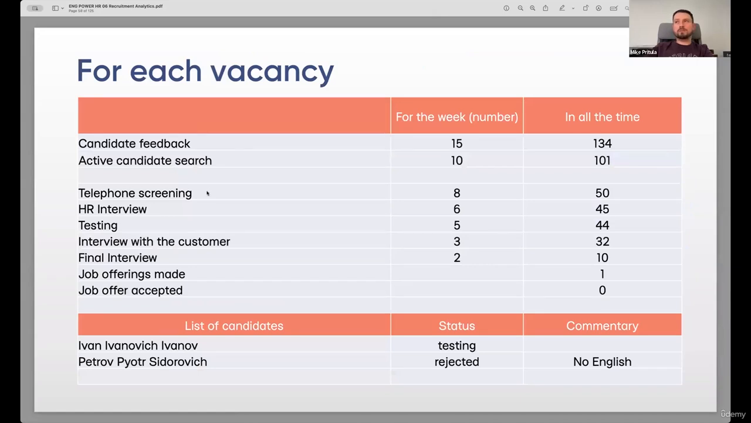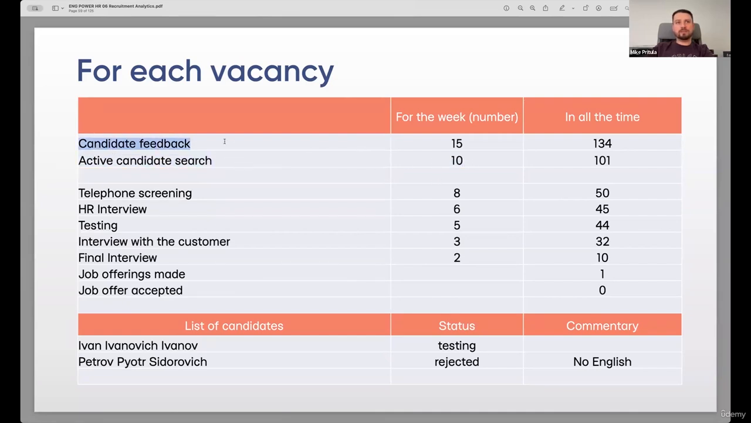So the simplest way to build the report is to use this template. For each vacancy, each week, the recruiter reports the vacancy, shows how many candidates were added during the week, active candidate search, how many added.